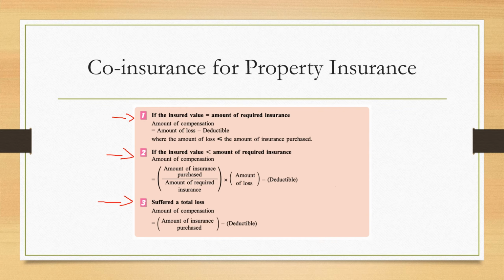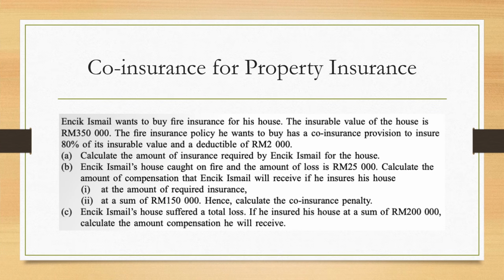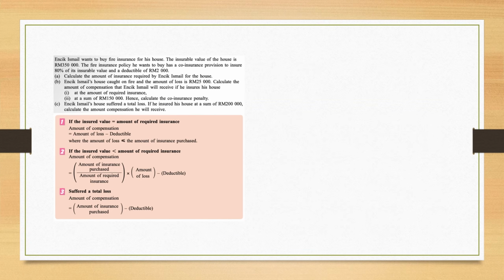Now look at this question. Ismail wants to buy fire insurance for his house. The insurable value of the house is 350,000 ringgit. He wants to buy a provision to insure 80% of the insurable value, with a deductible of 2,000. For the co-insurance topic, you need to take the deductible value into account as well. So let's move on to how we do the question. The insurable value of the house is 350,000 ringgit, 80% of insurable value, and the deductible is 2,000 ringgit.